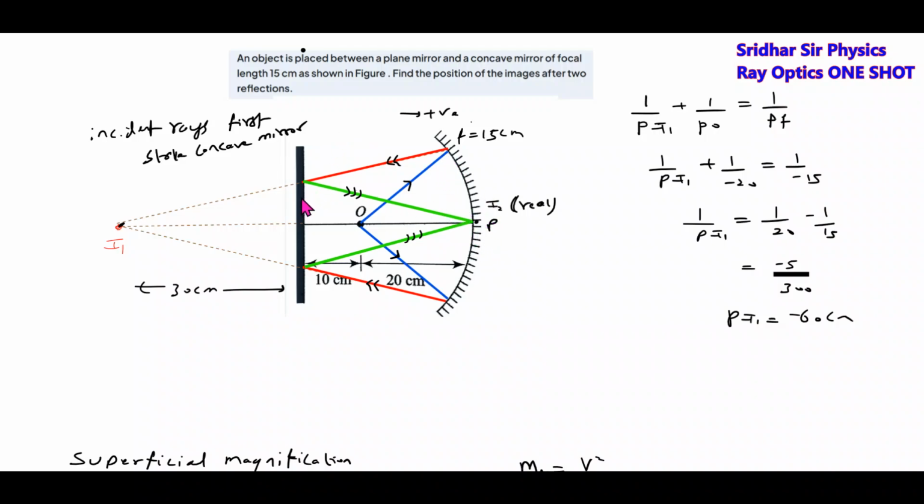So like this, plane mirror, concave mirror, two concave mirrors, two convex mirrors, or plane mirror and convex mirror. Combinations like this will come, you should know this one. Think about the ray diagram, very easy.